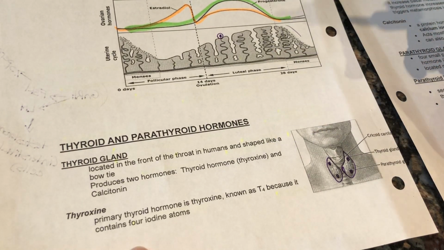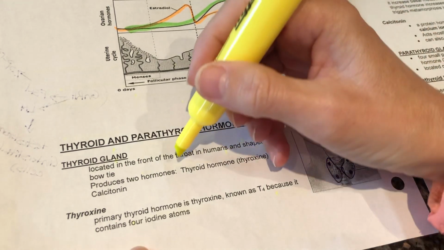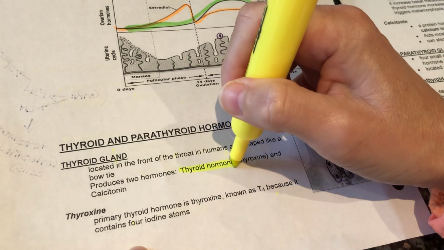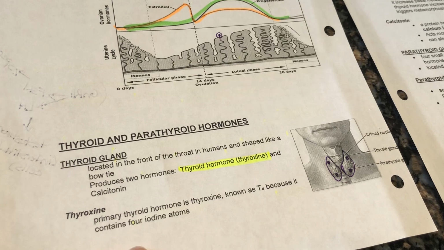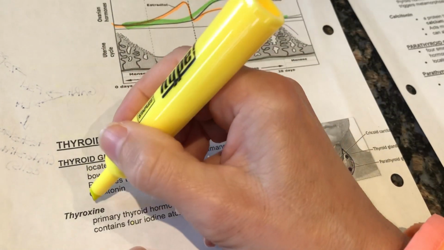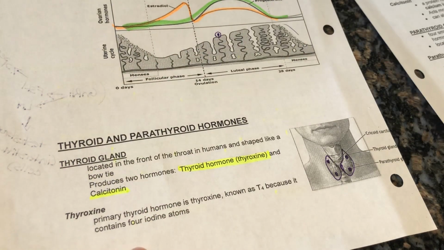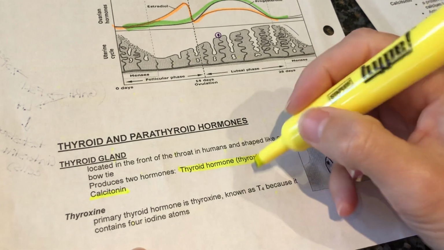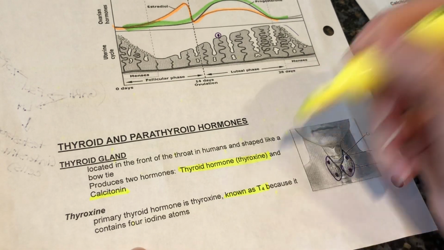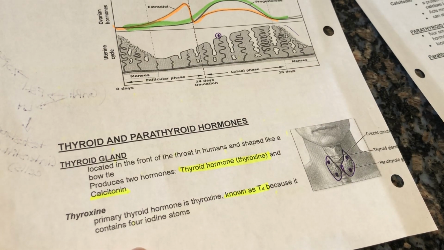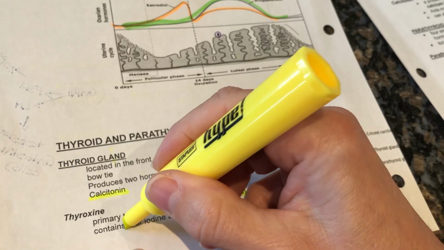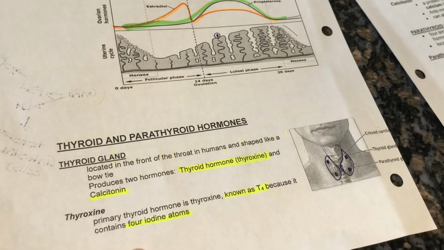That's what we say. Okay, it produces 2 hormones. The thyroid gland produces thyroid hormone, which is also known as thyroxine. Okay, so one and the same, and calcitonin. So it's producing both of those. Thyroxine is also known as TH. Okay, so thyroid hormone or thyroxine is known as T4, because it contains 4 atoms.